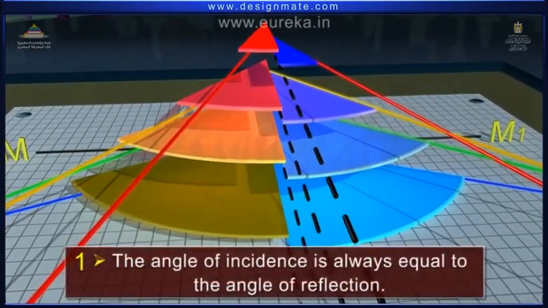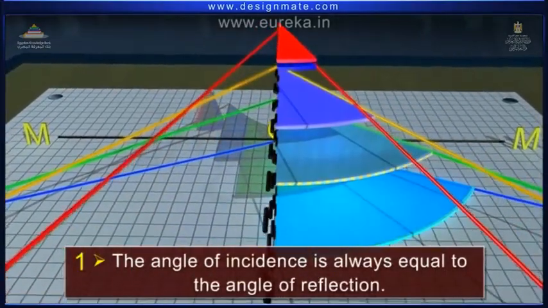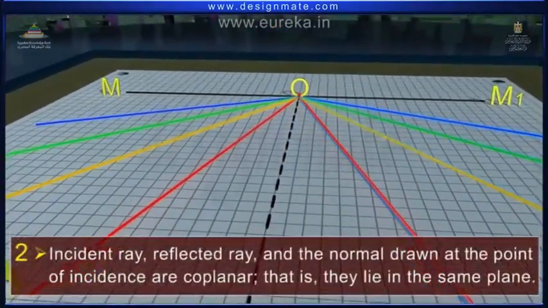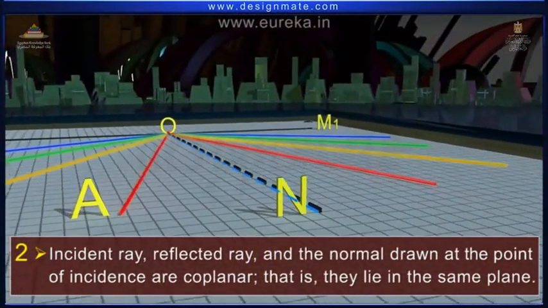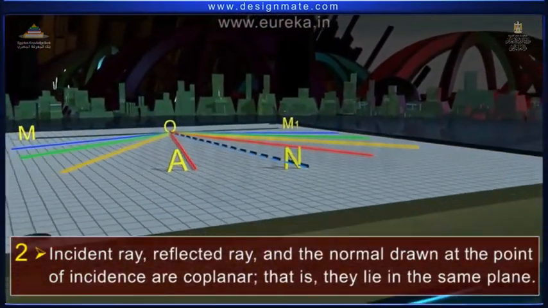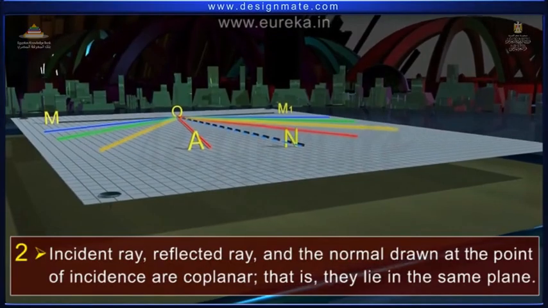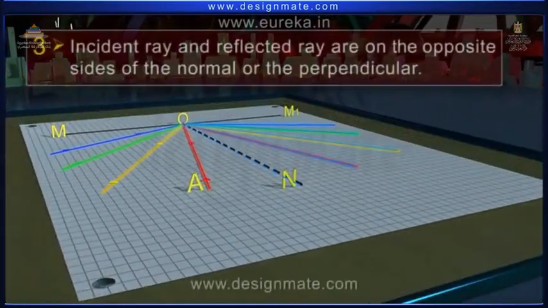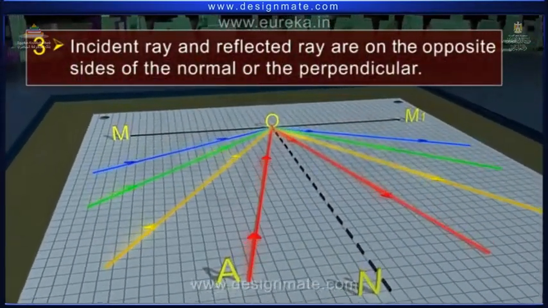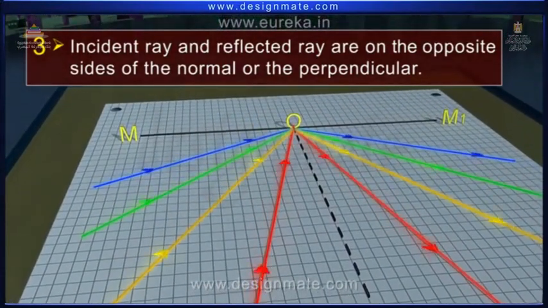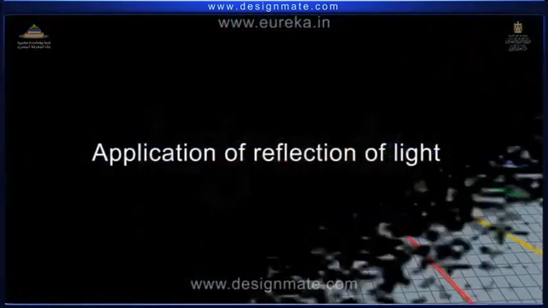The angle of incidence is always equal to the angle of reflection. Incident ray, reflected ray, and the normal drawn at the point of incidence are coplanar, that is, they lie in the same plane. The incident ray and reflected ray are on the opposite sides of the normal or the perpendicular at the point of incidence.